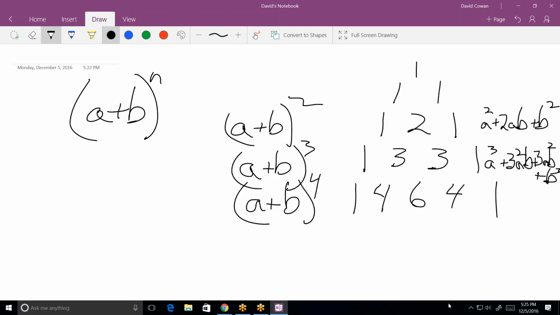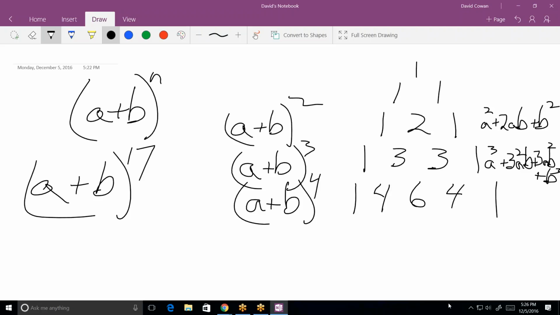So this Pascal's triangle ends up being the coefficients for when you take a binomial and expand it. So if I wanted to know what a plus b to the 17th power was, you'd have to go down all the way to 17. I would go to the 18th row of Pascal's triangle.